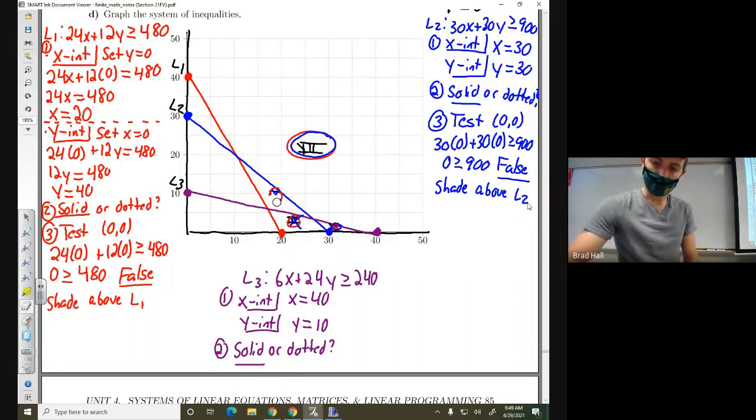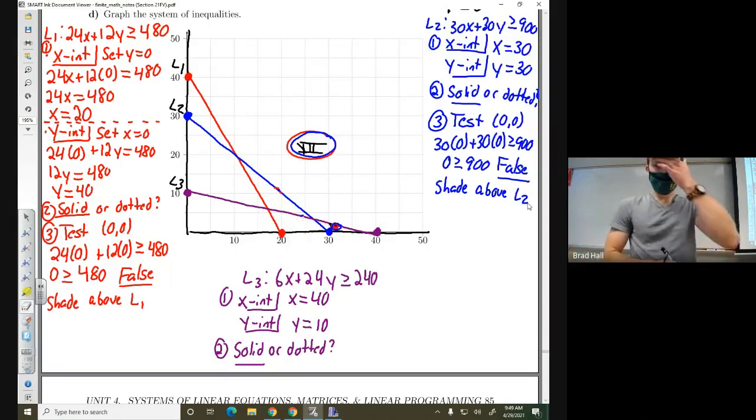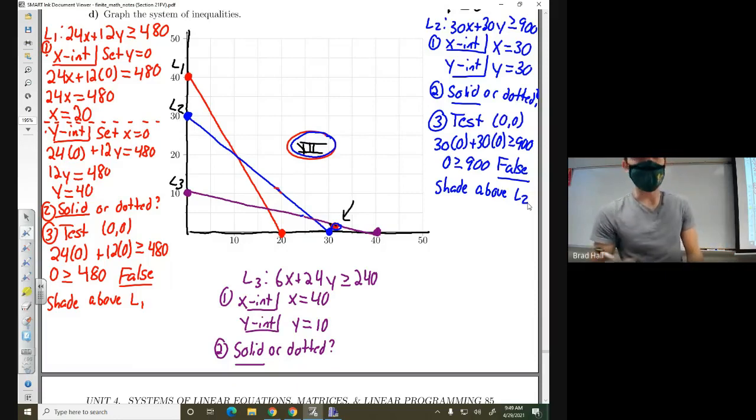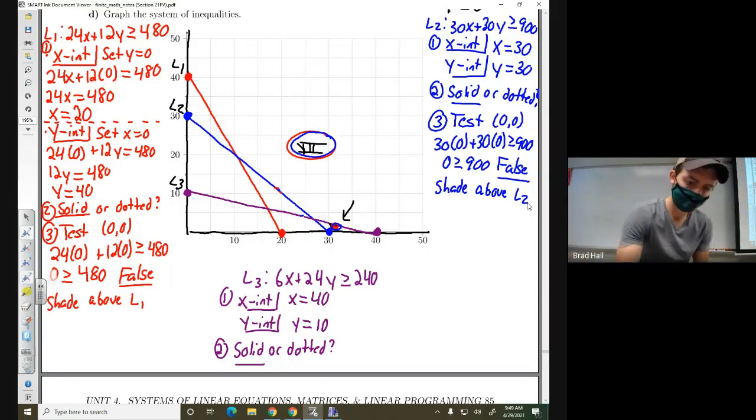So we can get rid of this one, get rid of this one, and we're left with 2 regions. And yes, there is a very tiny region right down there. So there's 2 regions left. We need to narrow it down one more time by testing the final line.